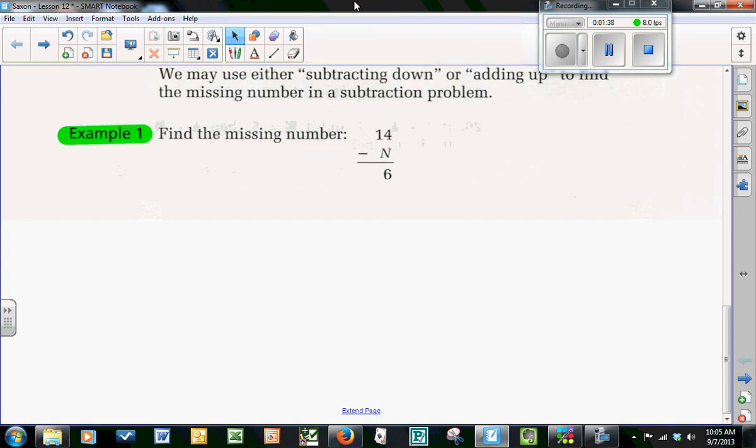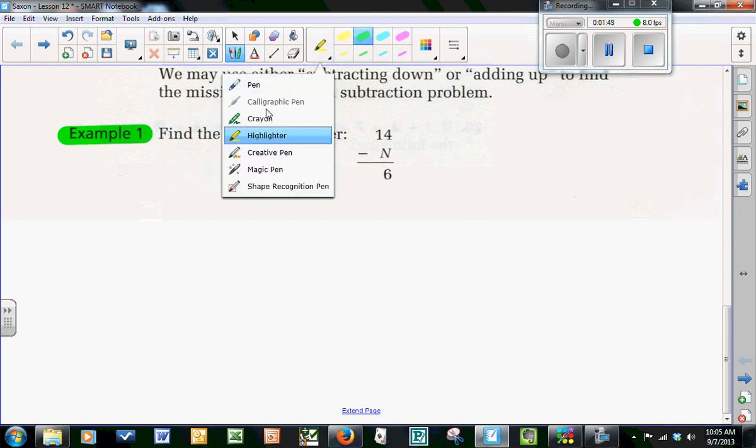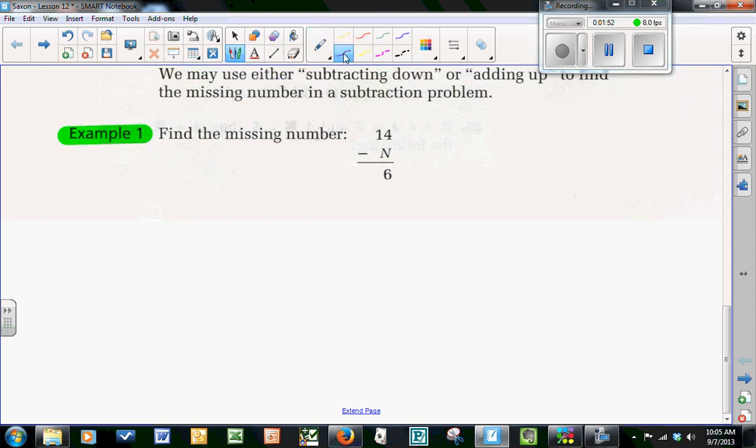Example 1. Find the missing number. 14 minus n equals 6. So let me switch from mouse to pen, and I'm going to choose a pen. And let's use purple. So if I was going to use the subtract down strategy, let me draw an arrow down to remind you that that's the strategy I'm using. And my variable is n. A variable is an unknown number in an equation, and it is represented by a letter, in this case n.